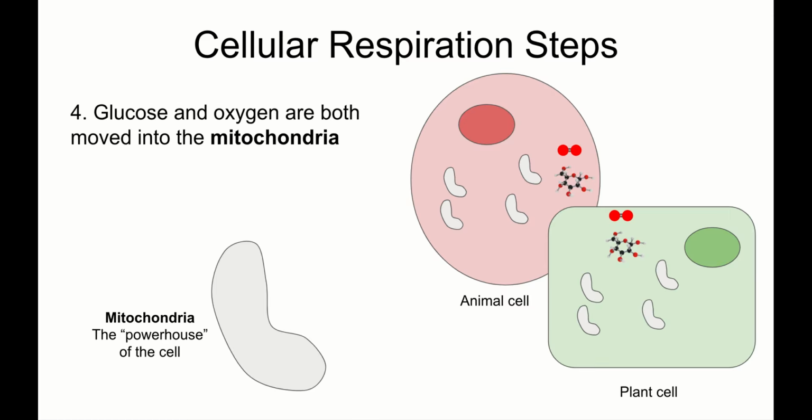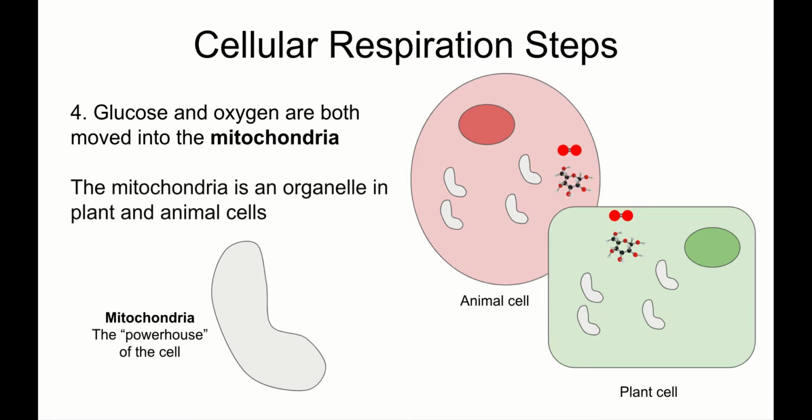Step 4, glucose and oxygen are both moved into the mitochondria. And I've got a little mitochondria here. They're bean-shaped. They're very cute. You probably are familiar with mitochondria as being called the powerhouse of the cell. And if you're not familiar, the mitochondria is an organelle in plant and animal cells where cellular respiration takes place.